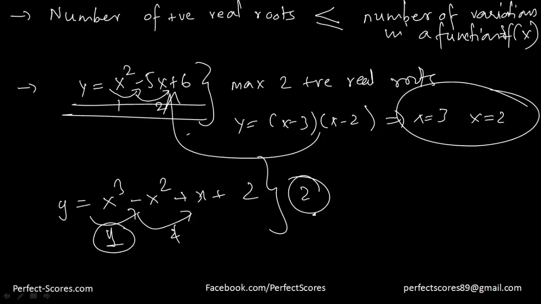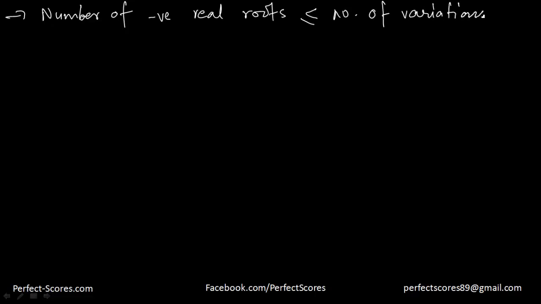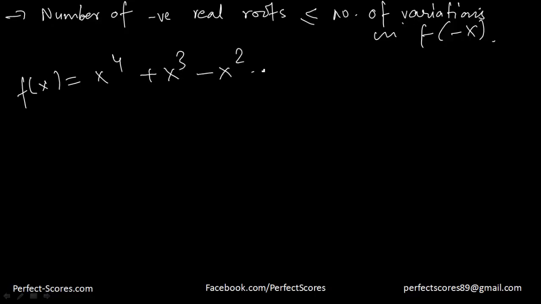Now another variation of the rule of signs says that the number of negative real roots is less than or equal to the number of variations in f of minus x. Right? So the number of negative real roots is less than or equal to the number of variations in f of minus x. So let's suppose you have a function f of x is equal to x to the power 4 plus x to the power 3 minus x squared minus x minus 18.